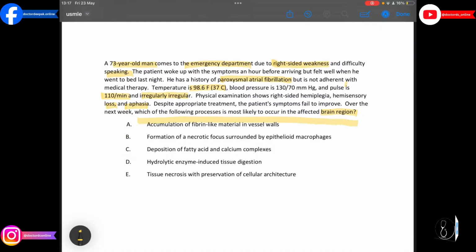In this MCQ, we have to consider types of necrosis. Which type of necrosis will happen in the central nervous system? In the brain, a high number of hydrolytic enzymes are present. So in the central nervous system, liquefactive necrosis will happen, and it is due to hydrolytic enzymes. The answer is hydrolytic enzyme induced tissue digestion.